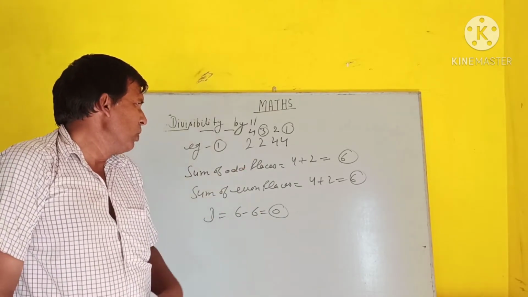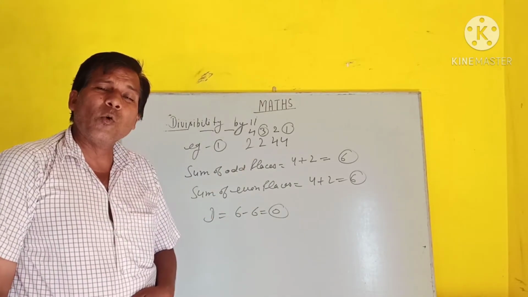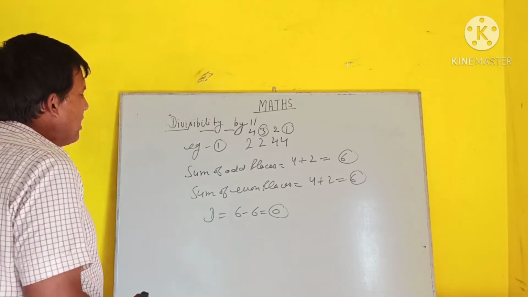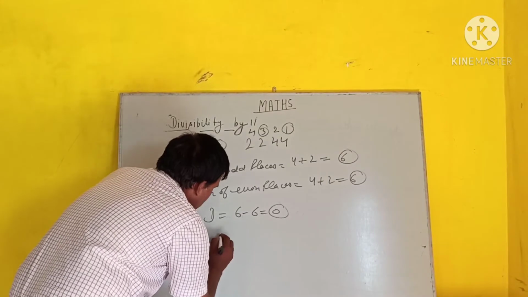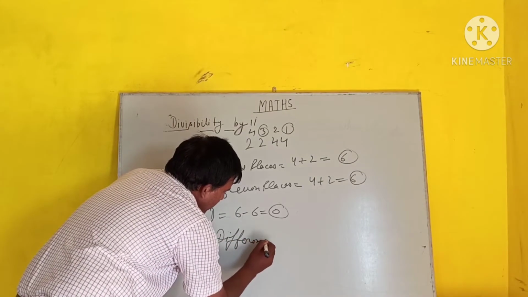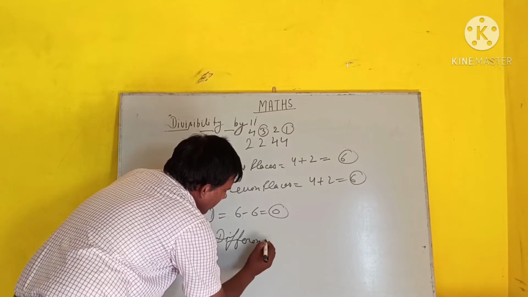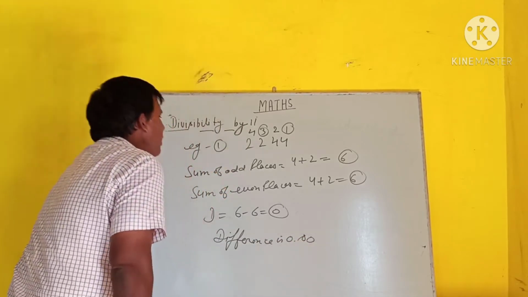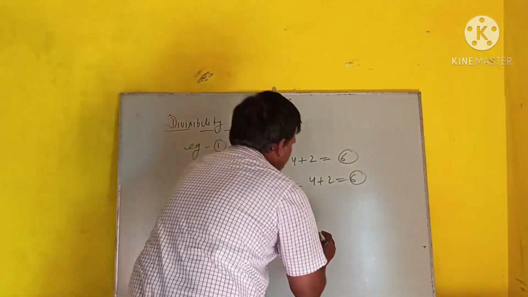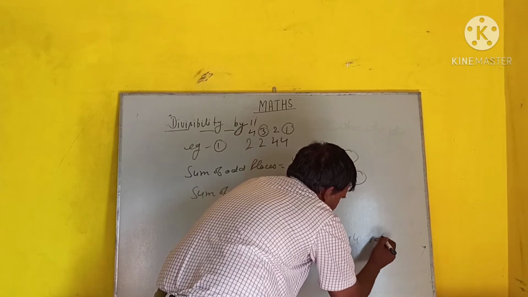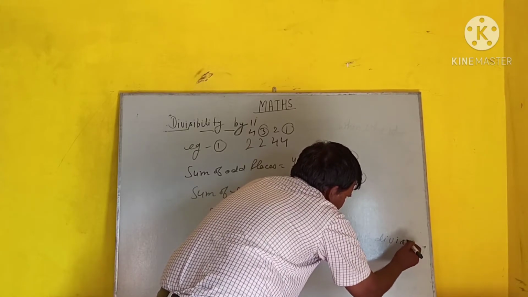The difference is 0. So 2244 is divisible by 11. Here you write the difference is 0. So 2244 is divisible by 11.